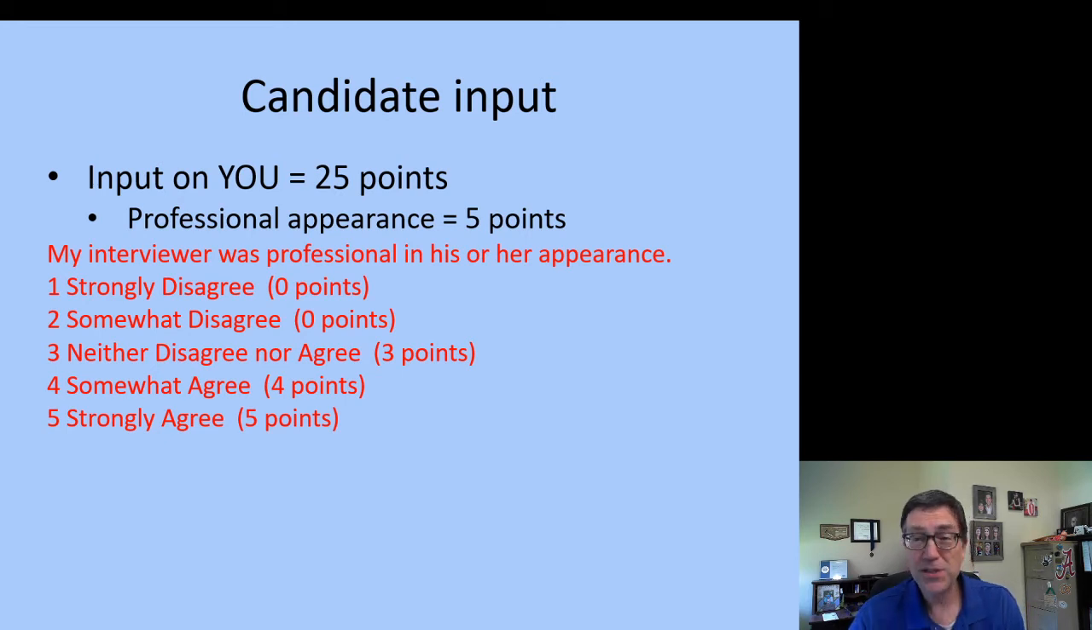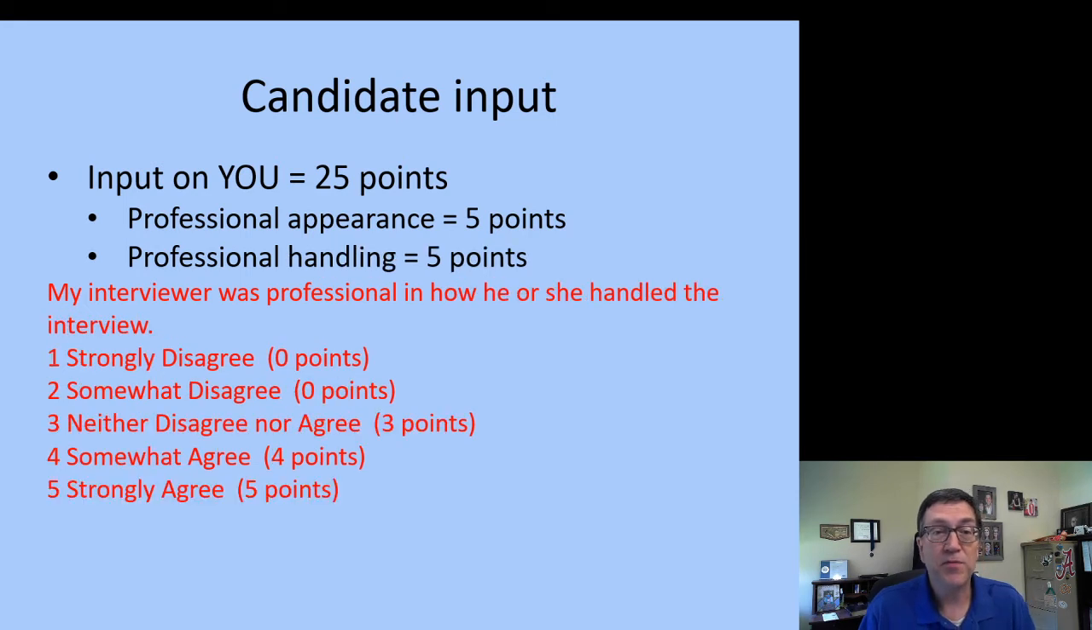Can you control this? Yeah, I'm telling you, if you wear a coat and tie, guys, they're probably going to say you had a very professional appearance, and they'll give you 5s on this. If you wear a t-shirt, somewhat disagree is probably stretching it a little bit, maybe neutral, but you want full points on this. Dress up nice. Make sure that you present yourself well.